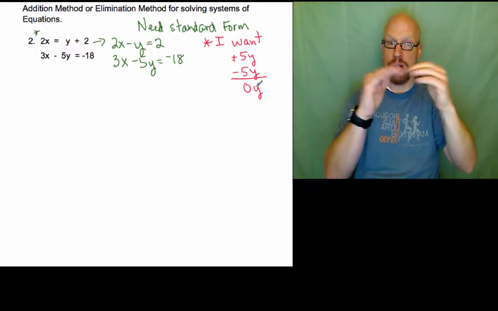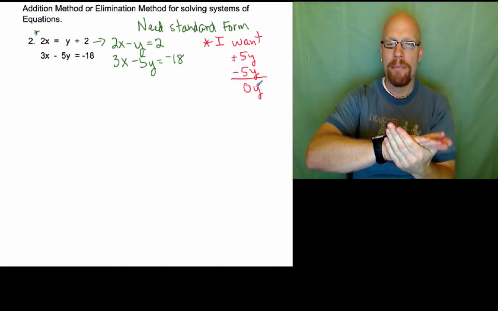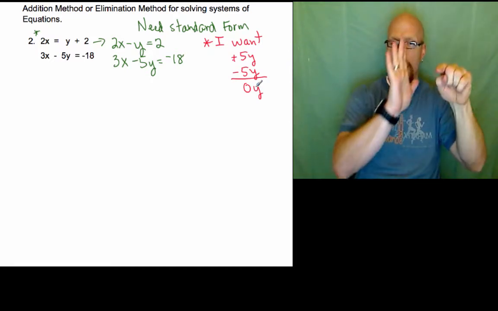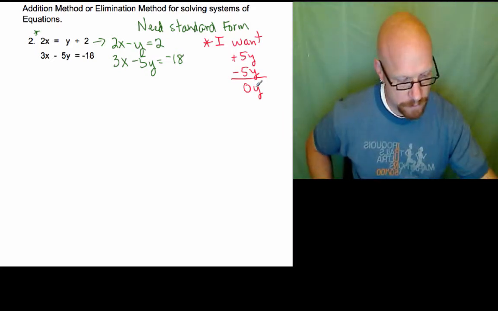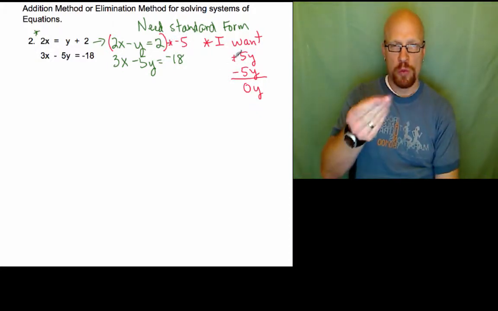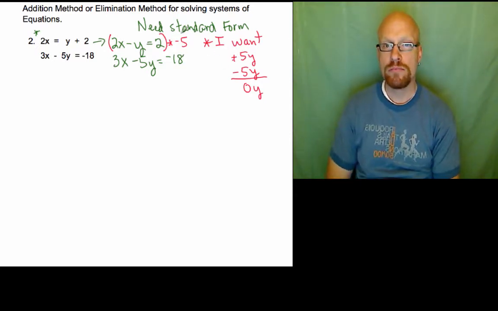As you can see, I wrote that this is what I want to have happen. The first equation, the y variable, will be positive 5y once I multiply it by negative 5. Now I have to multiply through the whole equation.